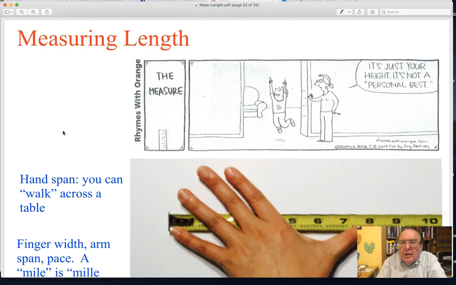Well, here's a cartoon actually. A boy is having his height marked on the door frame by his mother. And he jumps up in the air and thinks it's a personal best, but mother reminds him, no, it's just your height. Okay, so how do you measure length?